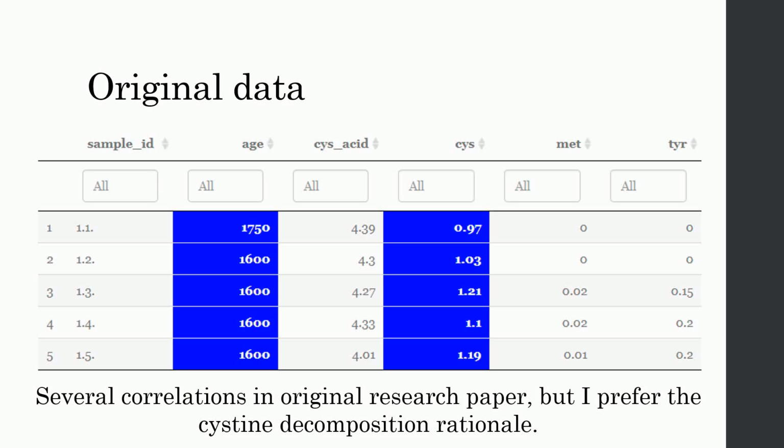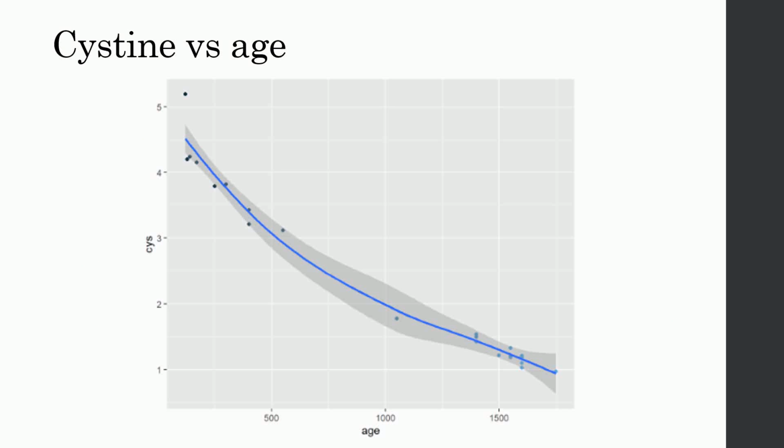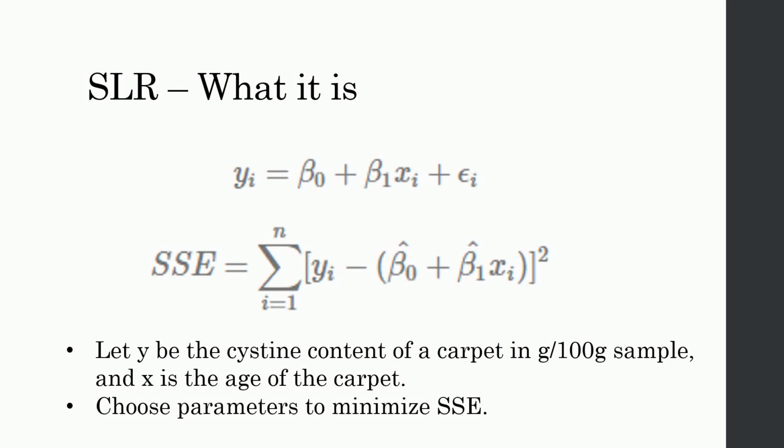Personally, I wanted to show the correlation between cystine and age just because cystine has a fairly well-known decomposition path, but there are some other options that one could analyze if they wanted. This is the plot of how cystine content decreases with age. It's fairly linear. You can see a slight bit of curvature to the data, and a few outliers, especially at the carpet which is not aged at all on the left-hand side. There's a dot with a very high cystine content that's an outlier that will actually affect the data quite a bit later, but generally a nice linear trend.